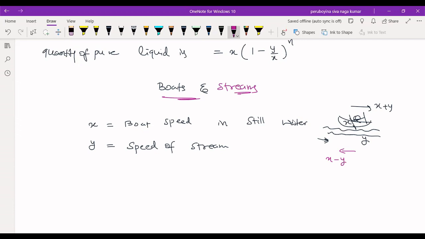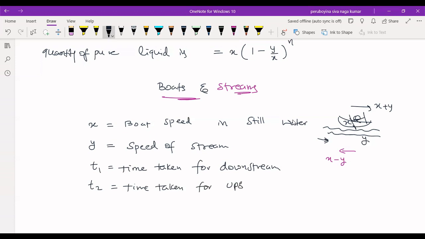Next. So x and y you understood. Next, time taken for downstream is T1. T1 means time taken for downstream. And T2 will be time taken for upstream.